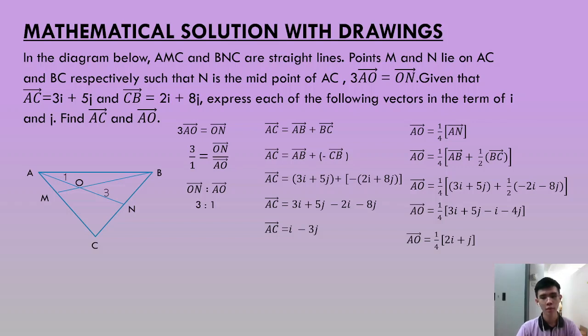And after we calculate it, it will become 2i plus j. And the final answer is AO is equal to 0.5i plus 0.25j.